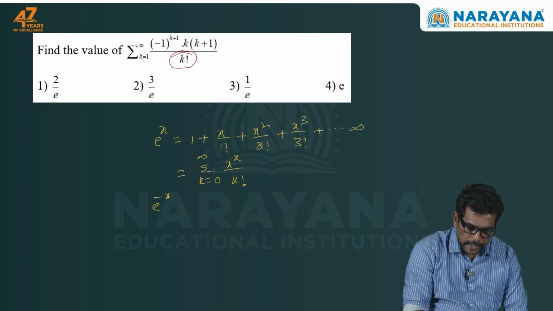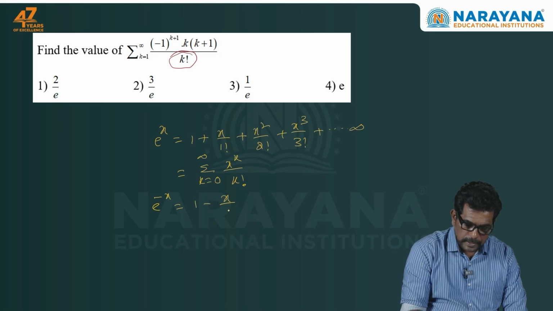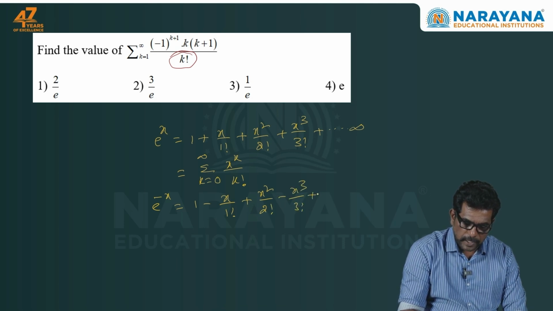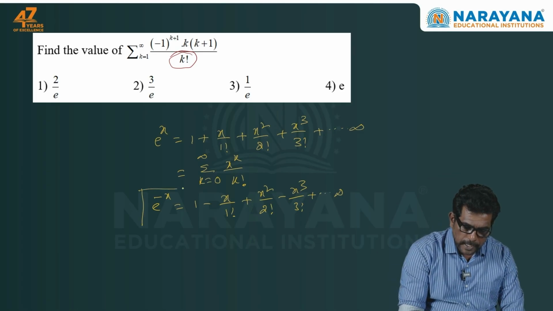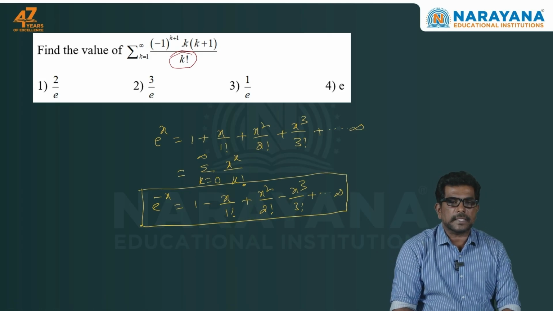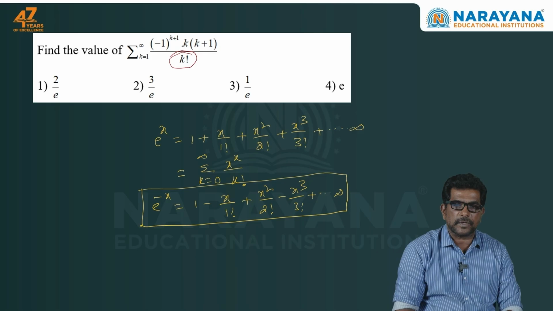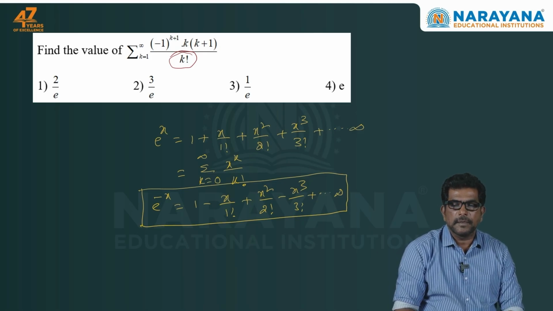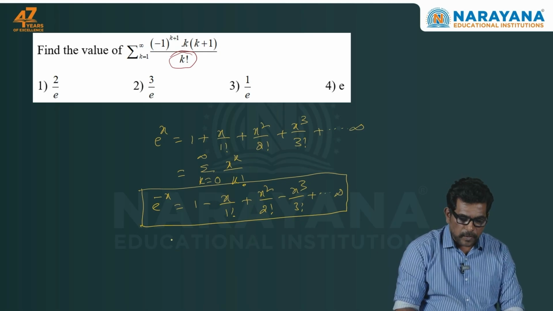Now, by substituting x is equal to minus x, from this we get e to the power of minus x is equal to 1 minus x by 1 factorial plus x square by 2 factorial minus x cube by 3 factorial plus so on infinite. The given problem is related to the e to the power of minus x series. So you keep this formula in your mind. Now we are solving the given problem.